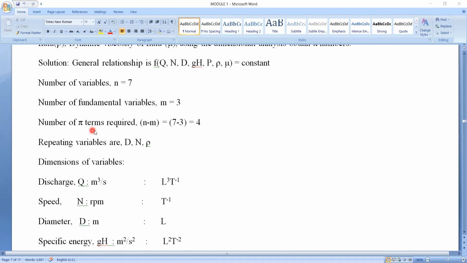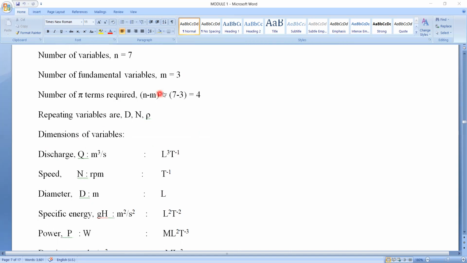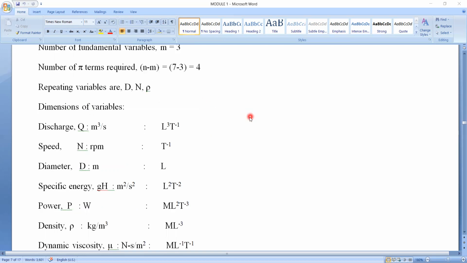Now the number of pi terms required, n minus m, equals 4. So the number of pi terms n minus m equals 4.